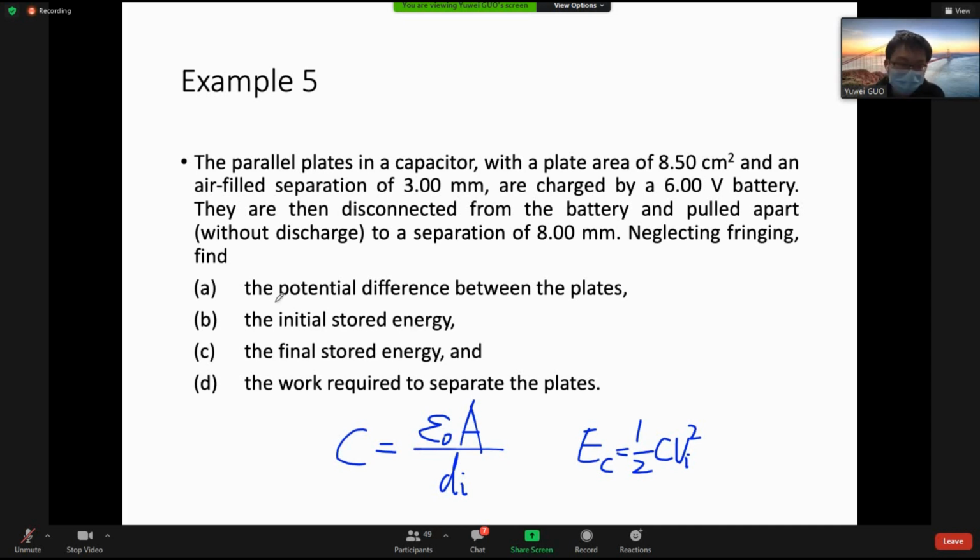First, they ask us to calculate the potential difference between the plates. And then they ask for the initial stored energy and the final energy. Then the work we need to use. Okay.